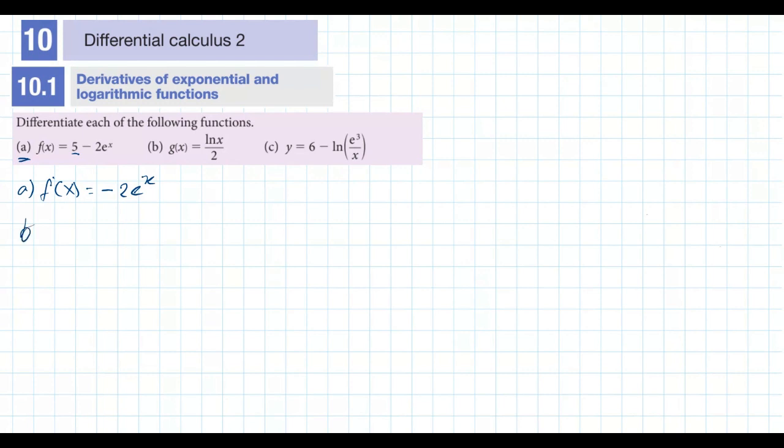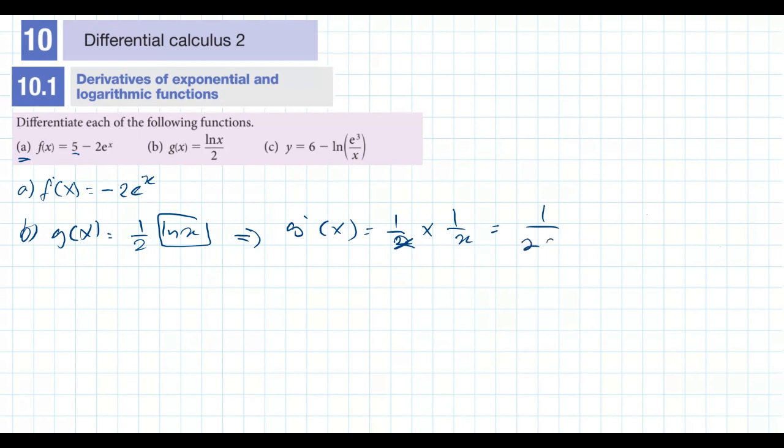What about question b? We have g of x equals ln x over 2. Then g of x becomes half times ln x. This is just an adjustment on the equation itself. Then to find the first derivative, g dash of x becomes half, and ln x becomes 1 over x, then half times 1 over x, which is 1 over 2x.